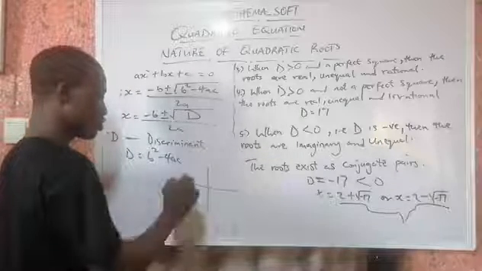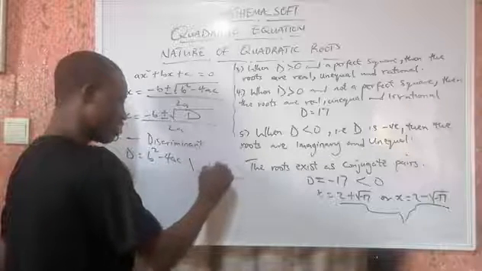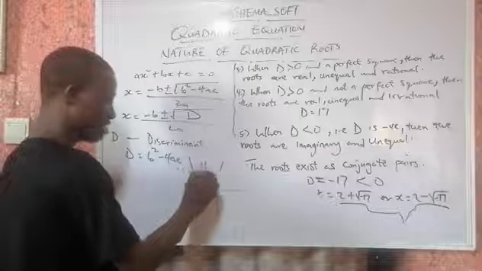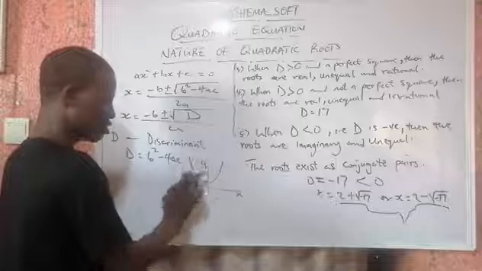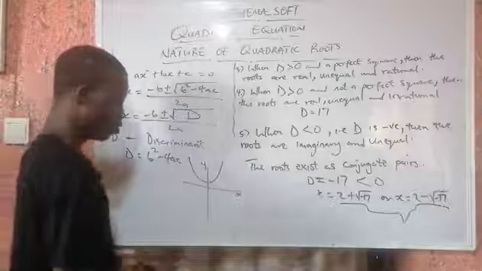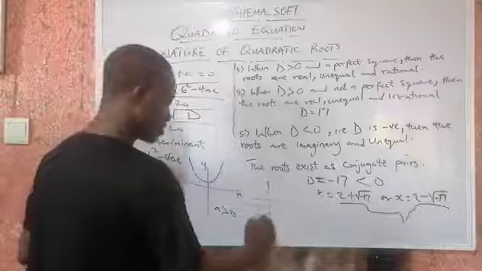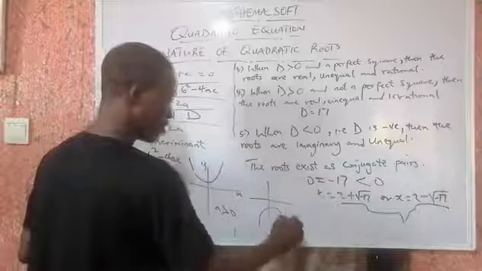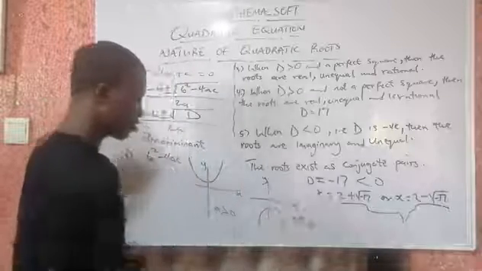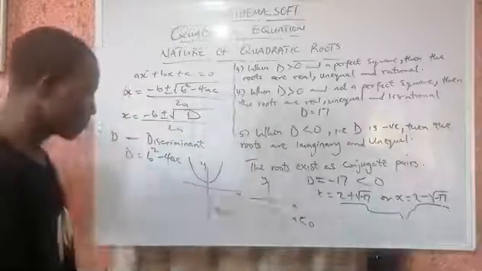Since there is no solution, the curve will not be touching the x-axis anywhere, which tells us that there is no real value. The graph is showing us that the quadratic equation does not have any real solution. It is going to be like this for a greater than 0, and like this for a less than 0. These are y and x. The parabola will not be touching the x-axis.